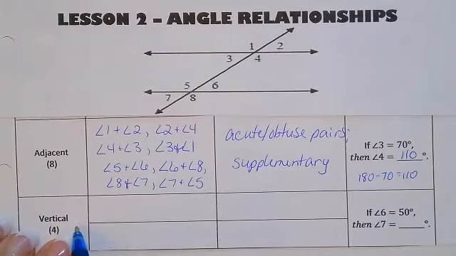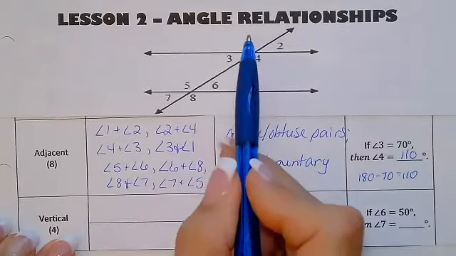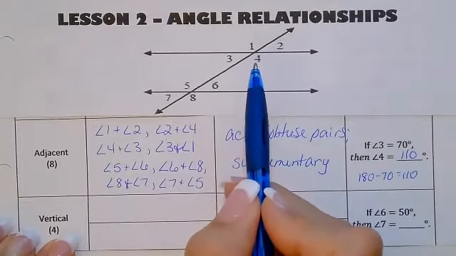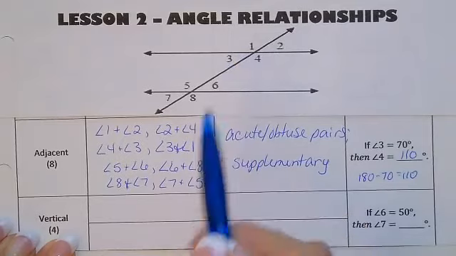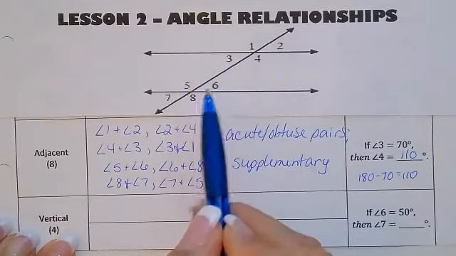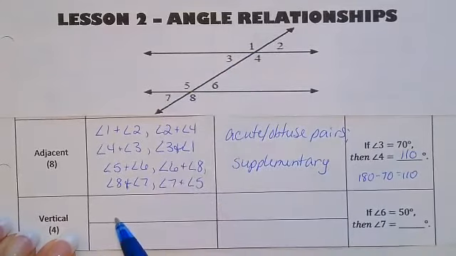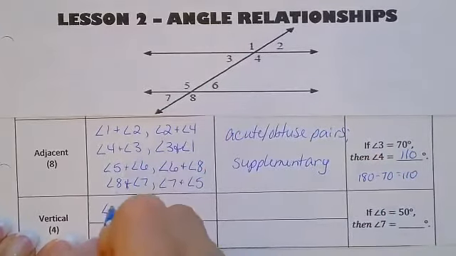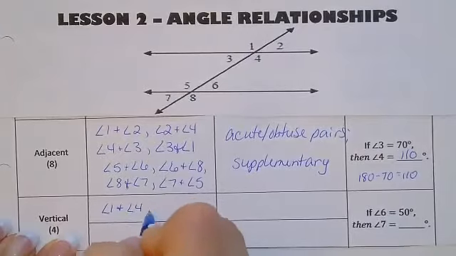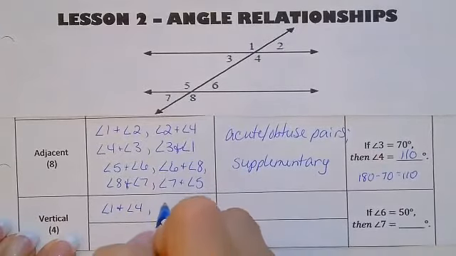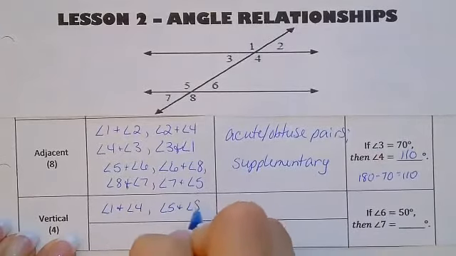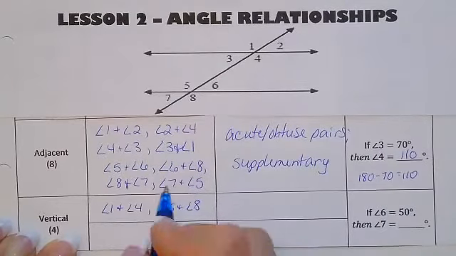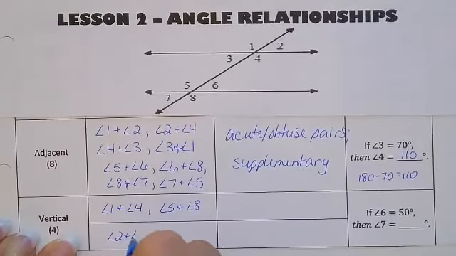Okay, vertical angles. Vertical angles are across from each other, like 1 and 4, 2 and 3, 5 and 8, 6 and 7. So I'm going to group 1 and 4, 5 and 8, and then 2 and 3, 6 and 7.